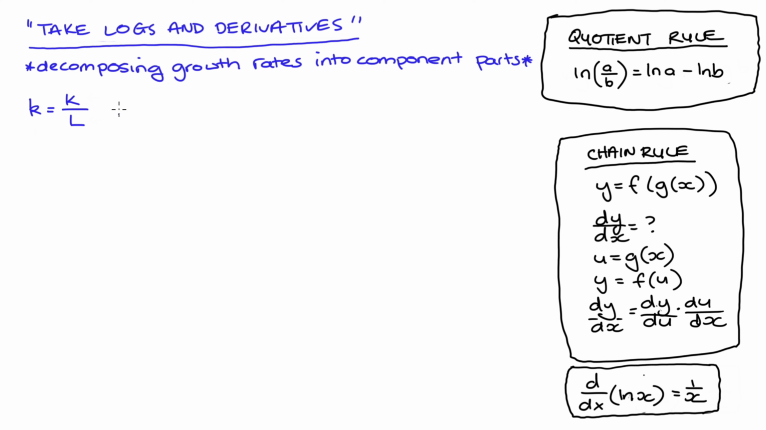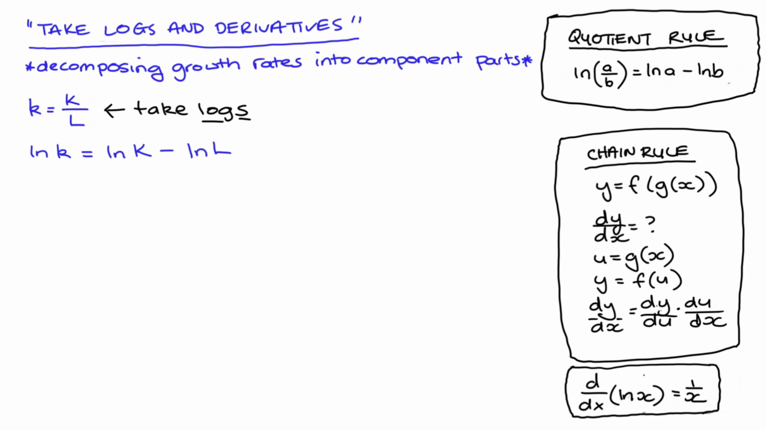We have small or little k, which is equal to big K, that's our level of capital in our economy, divided by big L, which is our level of labour. So small or little k represents our capital per unit of labour. Now the first thing that I'm going to do is just take logs of both sides of this equation. So we get the log of small k is equal to the log of big K minus the log of big L. I'm just using the quotient rule here.